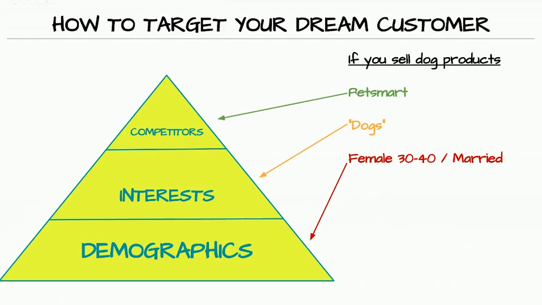But if we just target PetSmart, we know they're interested in pet products. We don't need to talk about dogs. We know they're interested in dog products. Okay. We know that. So that's what I would go for first as competitors.